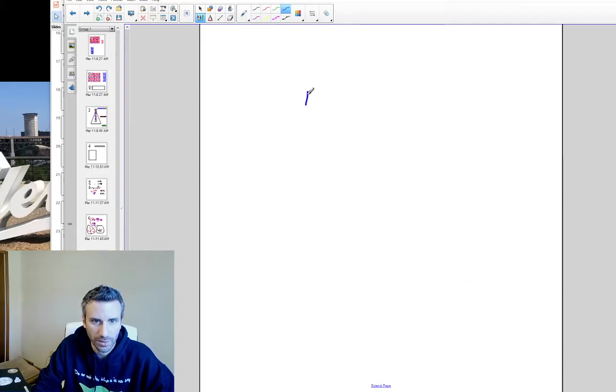Now, since electric field is force per charge, let's express it like this. We have electric field is equal to force per charge. However, wait a minute. Remember, force is equal to K times Q1 times Q2 over R squared.